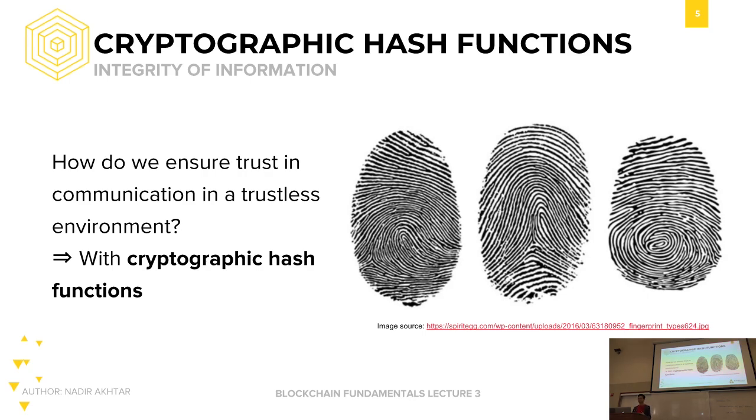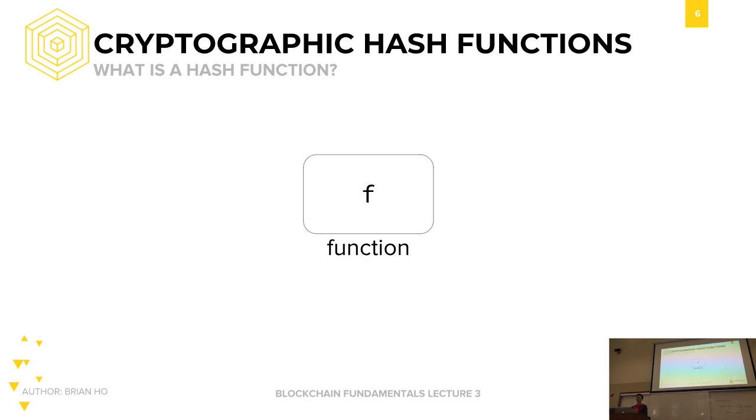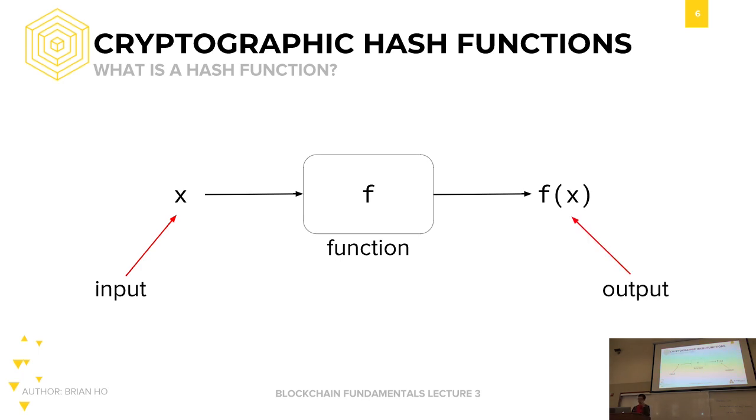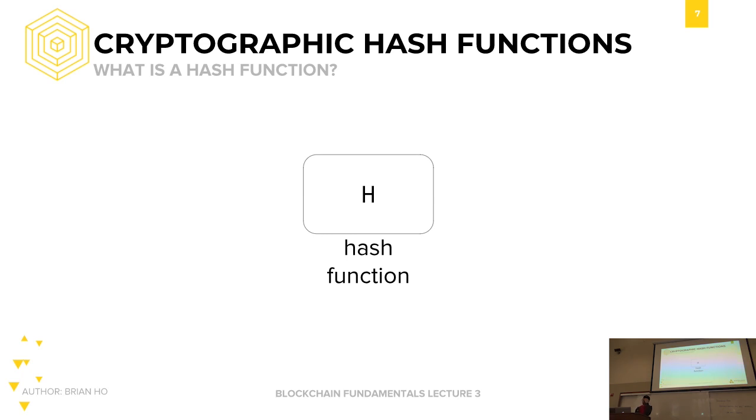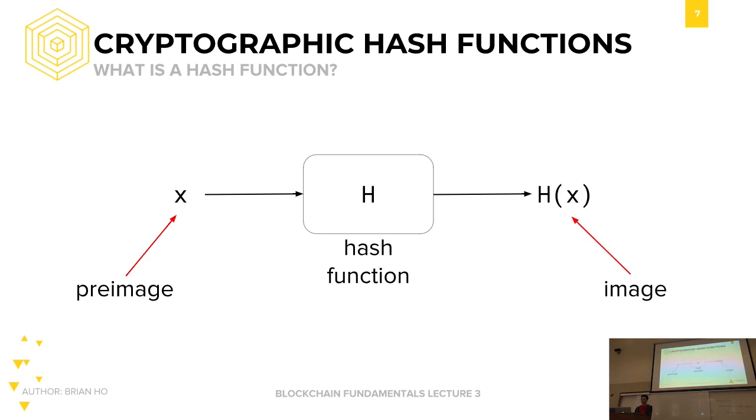So how do we actually implement the idea of fingerprinting or standardized randomness in Bitcoin? We use cryptographic hash functions. Anyone know in math what a function is, right? If we have a function f, we give it some input x, and we get an output f of x. We call x the input, and we call the output f of x. When we're dealing with hash functions, we just change a few letters around. If we have a hash function h, we provide an input x and get output h of x. We call x the pre-image, and we call h of x the image.